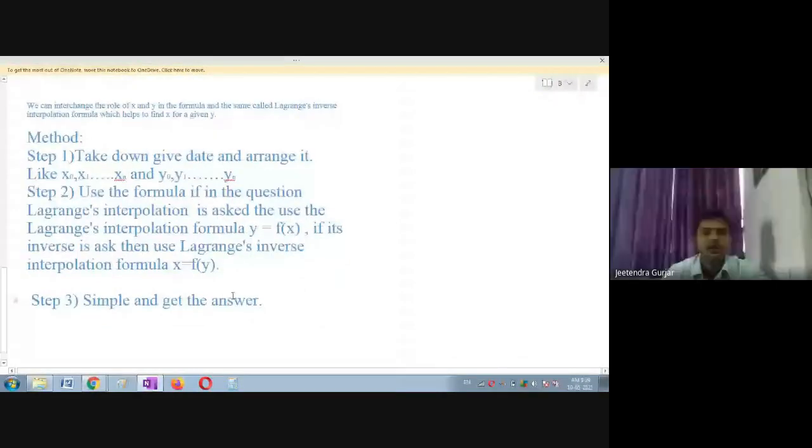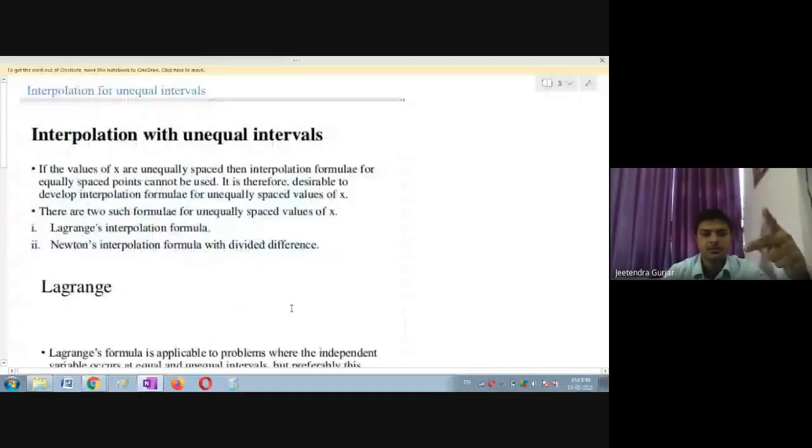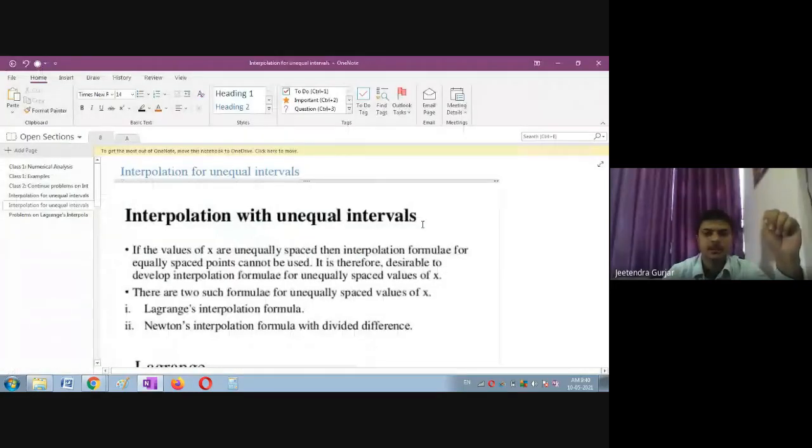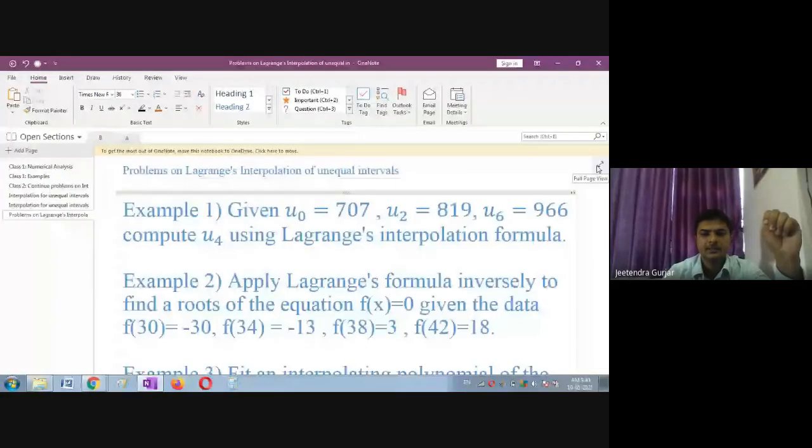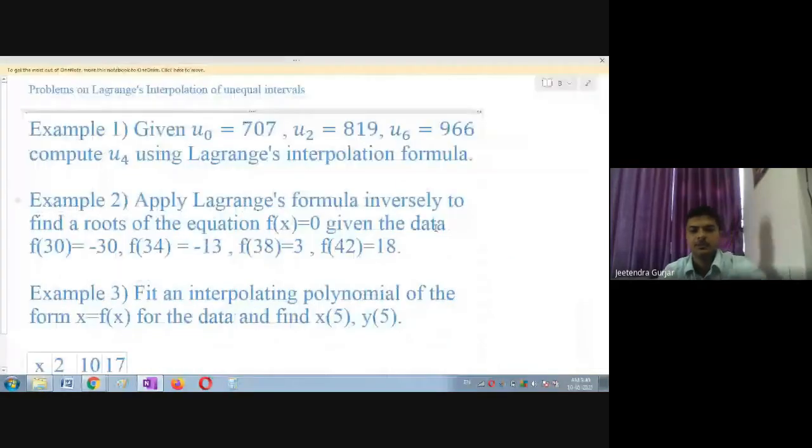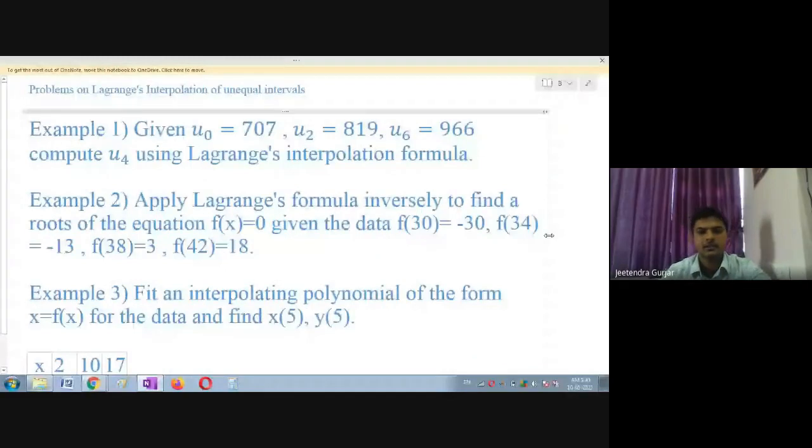Then you can easily simplify and get the answer. So that's a brief idea about interpolation with unequal intervals. For this we are going to use two: Lagrange's interpolation formula for unequal intervals, and Newton's interpolation formula with divided difference for unequal intervals. So here we go with today's lecture. We are going with Lagrange's interpolation formula, students. I have taken examples to show how we are going to simplify this. Let us solve the problems one by one.